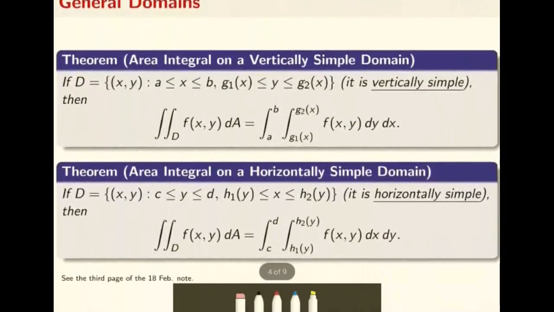If we think more generally, we're usually going to be relying on these results where we're going to try to decompose the domain that we're trying to integrate over into these parts that are, well, simple. We call them vertically simple or horizontally simple, where we know that we've got these functions of y in terms of x or x in terms of y that are giving the extreme extents of the variable on the inside.